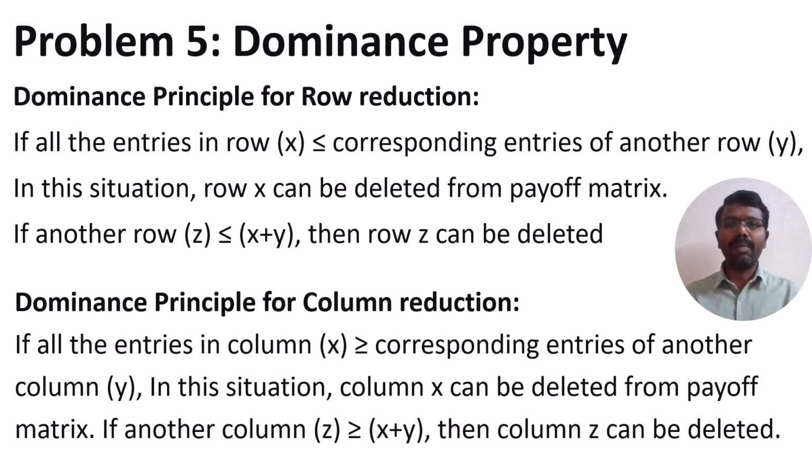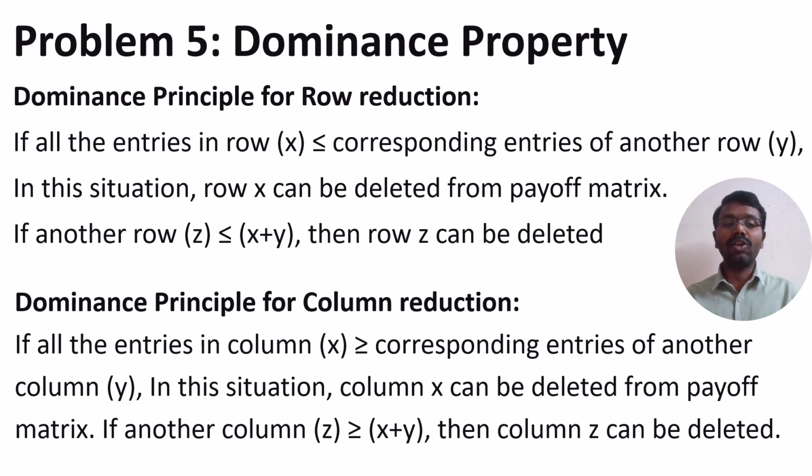In the dominance property, the rules for row reduction, or the dominance principle for row reductions, are given below. If all the entries in row x are less than or equal to corresponding entries of another row y, in this situation row x can be deleted from the payoff matrix. And if another row z is less than or equal to x plus y, then row z can be deleted. So these are the two principles for row reduction.